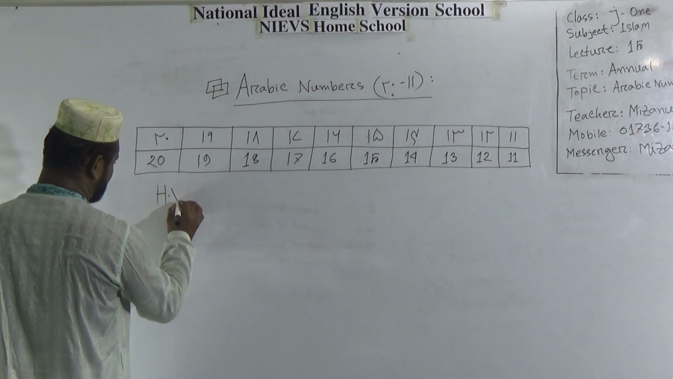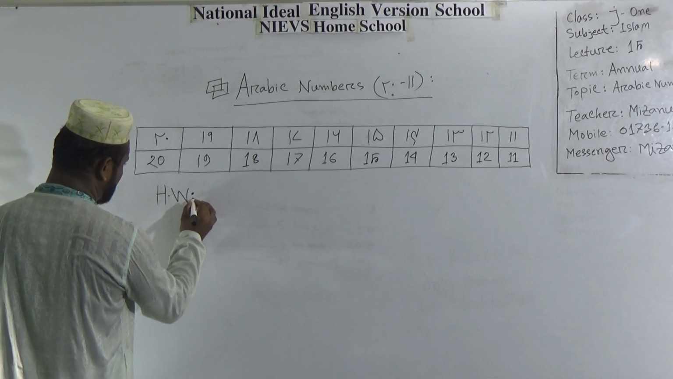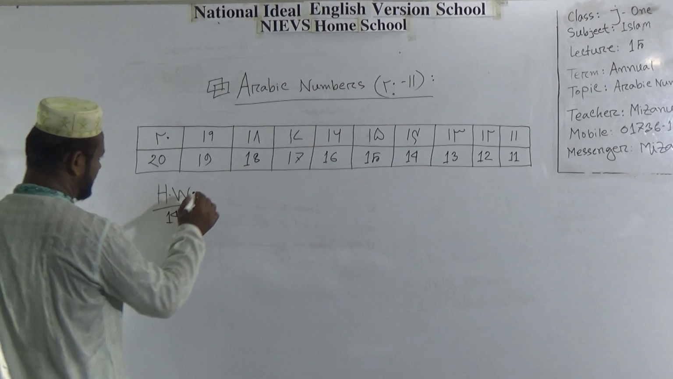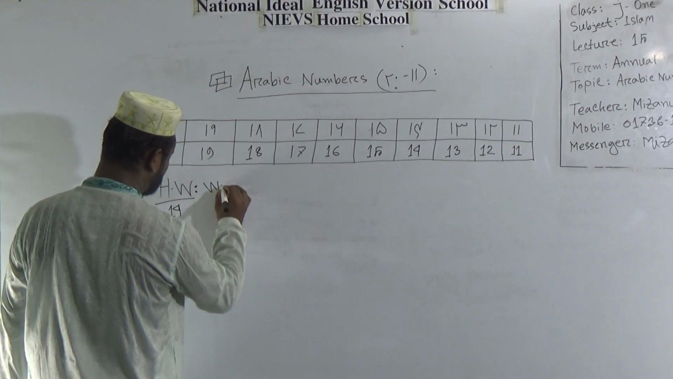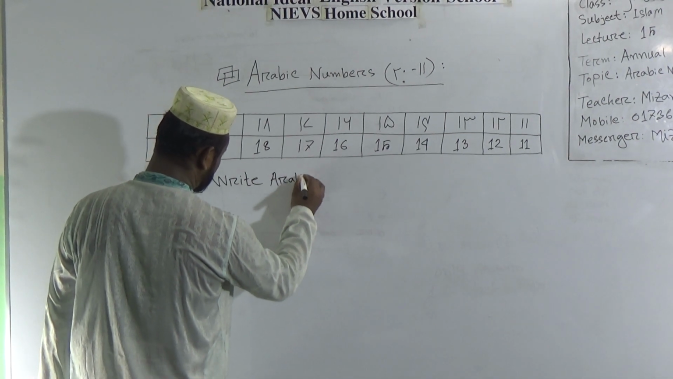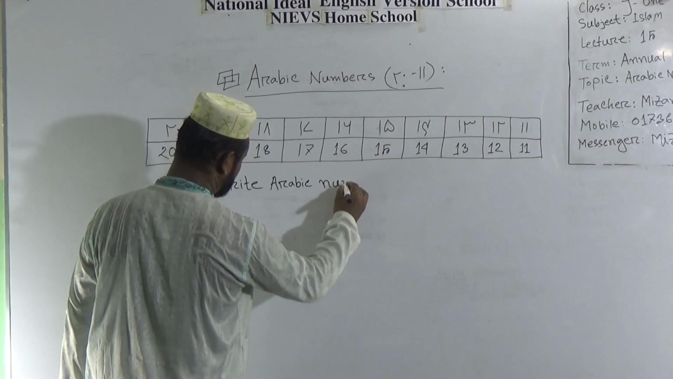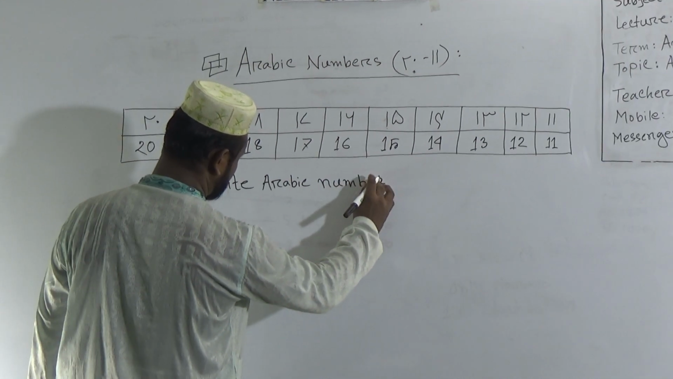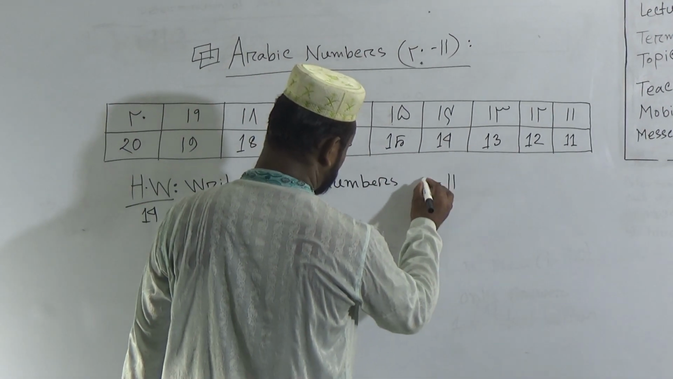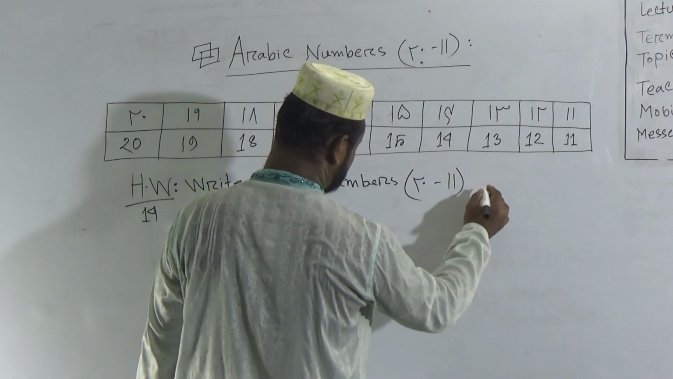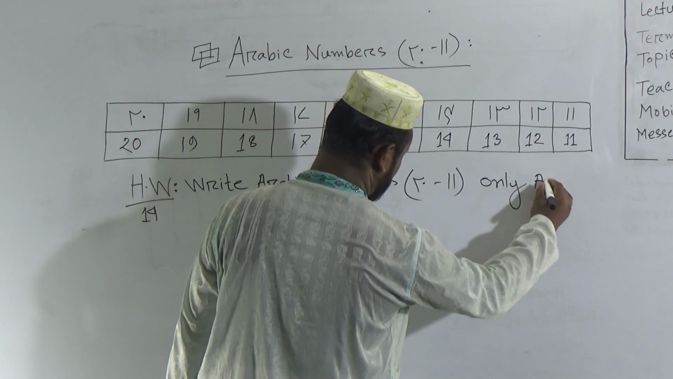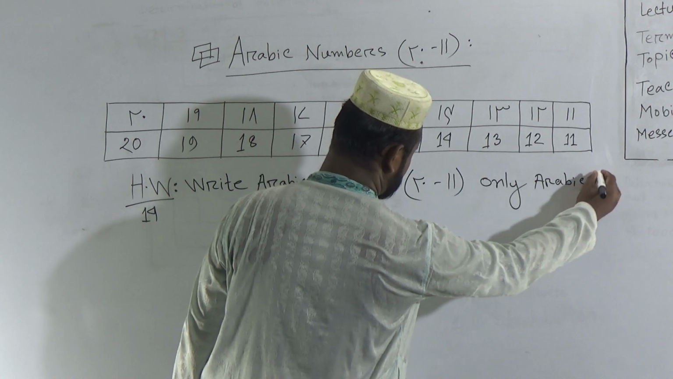Okay, dear students, now I will give AW on the basis of today's lecture. Today's AW number 14, and the topic of AW: write Arabic numbers 11 to 20, only Arabic digits.